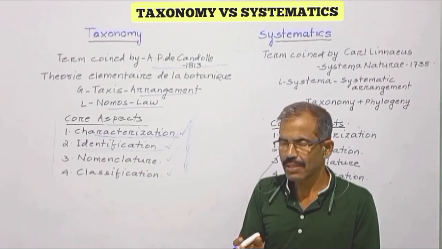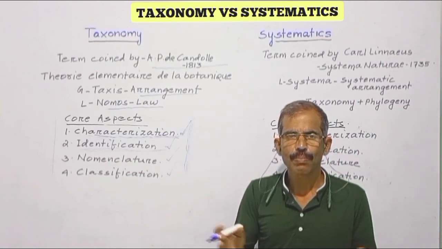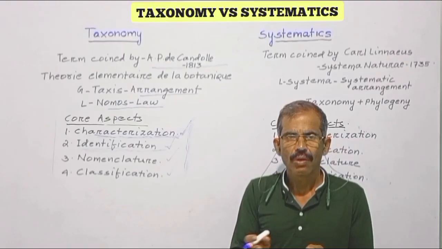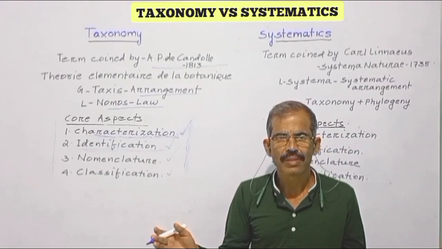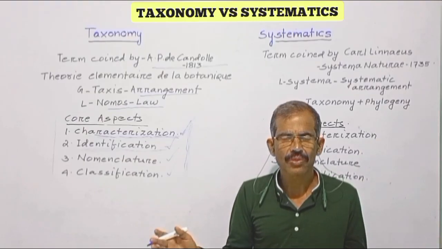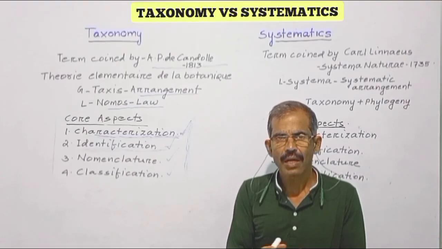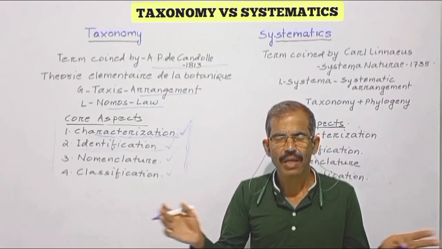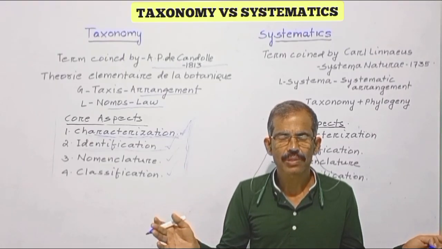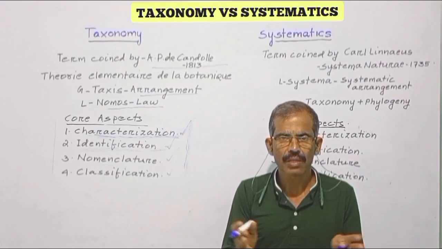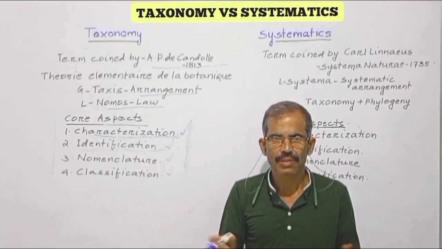Last step is classification. It is a process by which organisms are divided into hierarchical ranks based on their shared traits. These hierarchical ranks are known as taxonomic categories. Such type of classification is known as hierarchical system of classification.